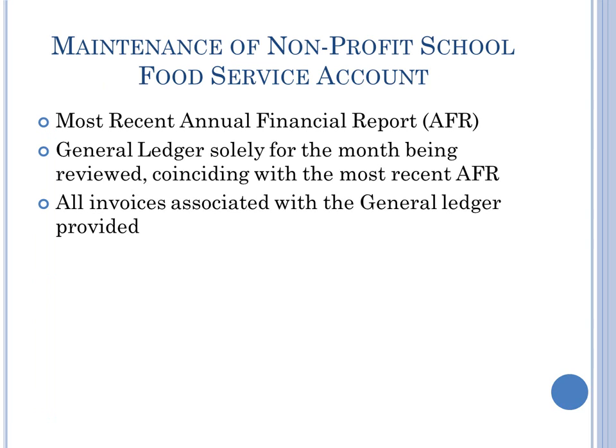Maintenance of nonprofit school food service account is the first section. In this section, we are looking at the overall standing of your food services account. We will request your most recent annual financial report, or AFR. In most instances, each district submits their AFR to ISB, but the most recent may not be available. In this section, we will also look at a 10% sample of ledger activity and coinciding invoices.